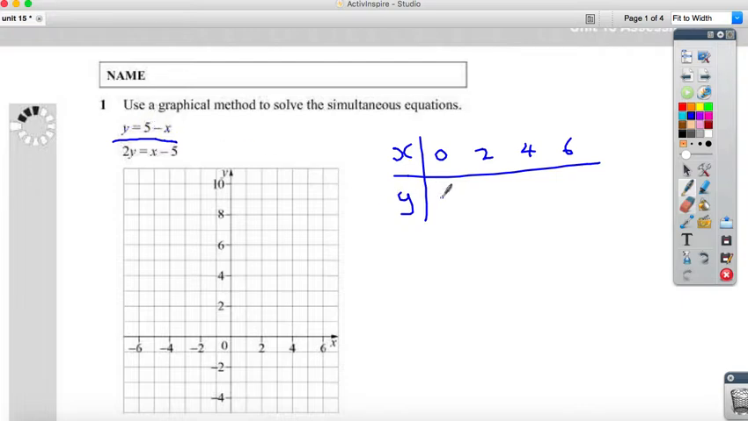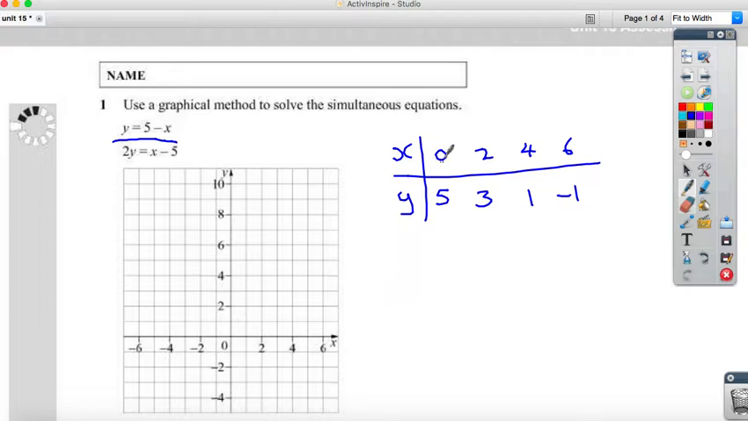So to find this answer, I start with 5 and take away 0, which must be 5. Start with 5 and take away 2, which is 3. Start with 5 and take away 4, so you get 1. And start with 5 and take away 6, so I get minus 1.